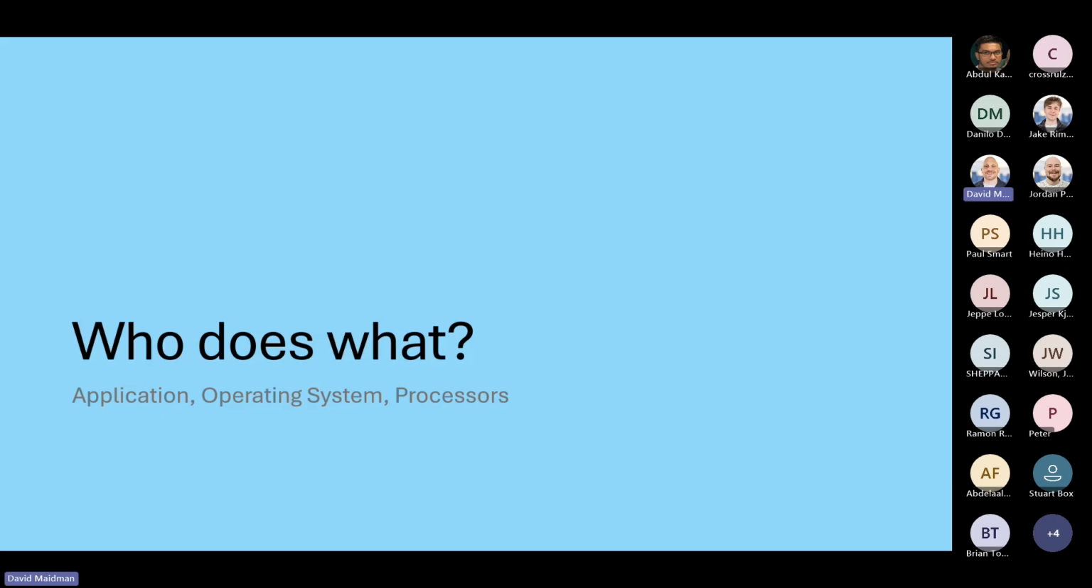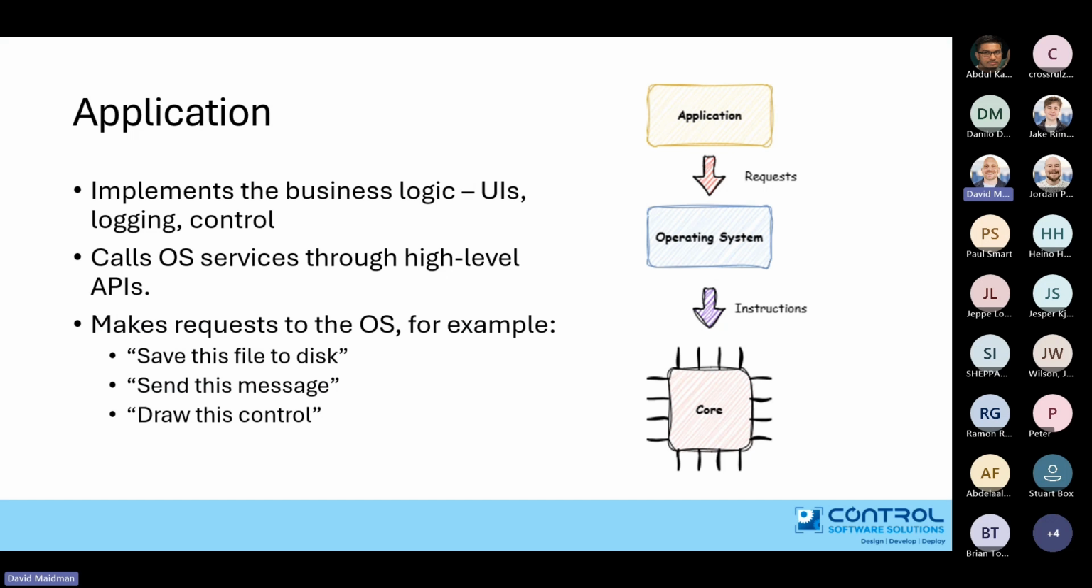So within the overall system, from our application to our processors, let's take a quick look at who does what. The application is where we have our business logic. We develop our software to perform our measurement and control task, for example. When our application runs, it makes requests on the operating system: to save a file to disk, to update the user interface, to create threads as needed, and so on.